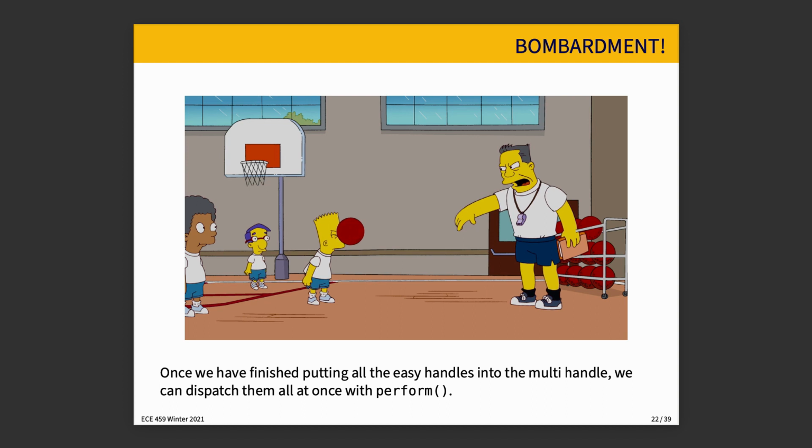Once we have finished putting all the easy handles in, then we call perform on the multi-handle, which here I represent using bombardment, because you are potentially starting a large number of requests all at once. This function returns on success the number of easy handles that are contained in the multi-handle that are still running. If it's down to 0, then we know they're all done. If that number is non-zero, it means some of them are still in progress.